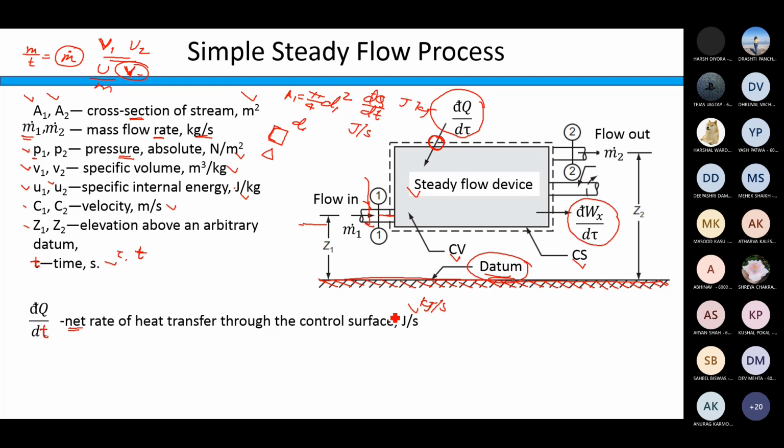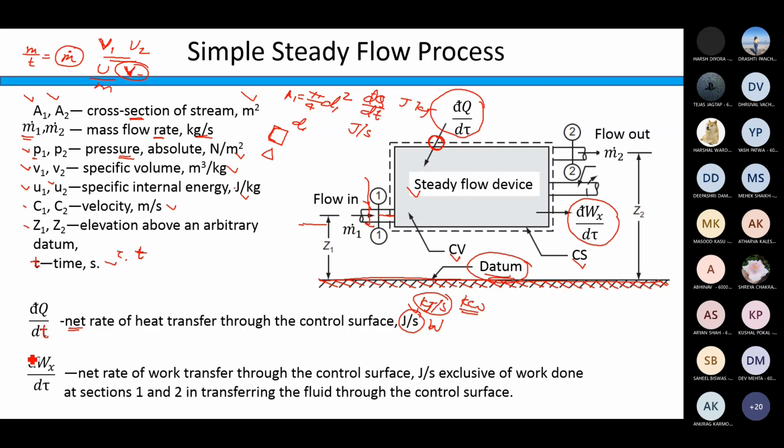So it will be in joule per second, meaning watt, and not in kilowatt or kilojoule per second. Similarly, we have one more interaction here in terms of work. This d bar Wx by dt is nothing but the net rate of work transfer through the control surface, which is also measured in joule per second.